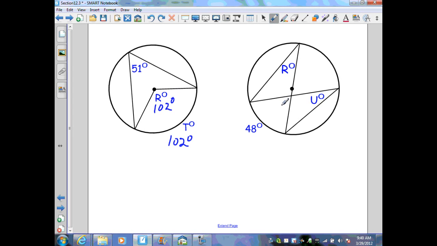On my next diagram, I have two inscribed angles that intercept the same arc. Therefore, they have to be congruent. Since I know their intercepted arc is 48 degrees, each of these must be 24 degrees.